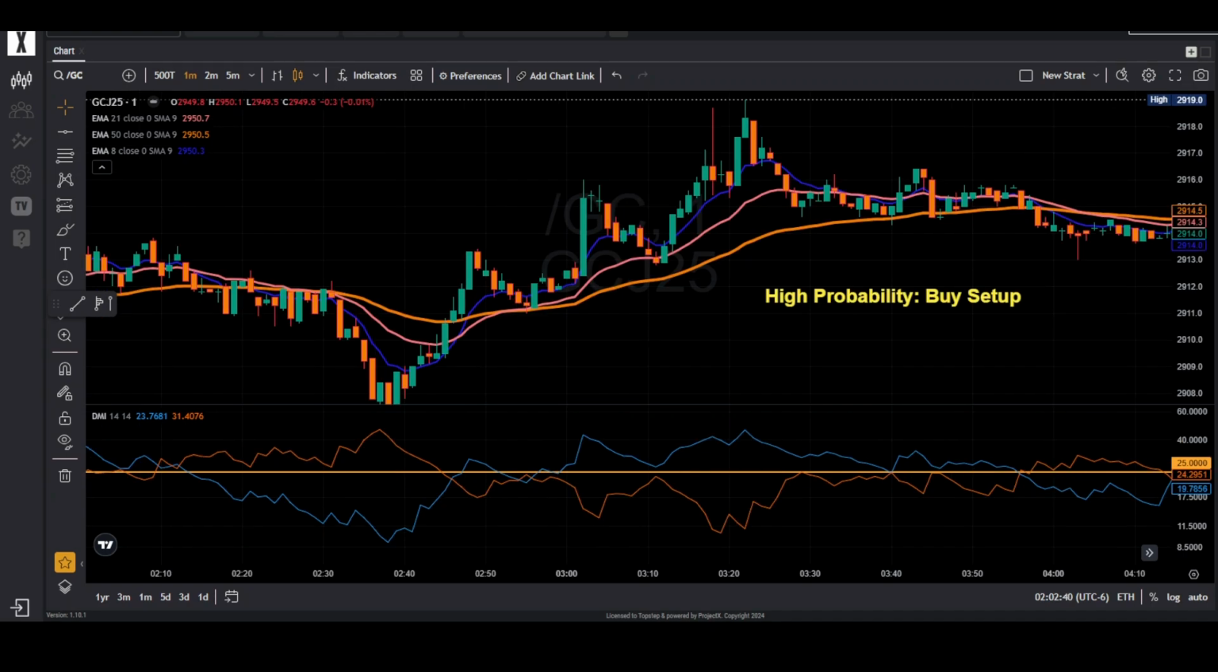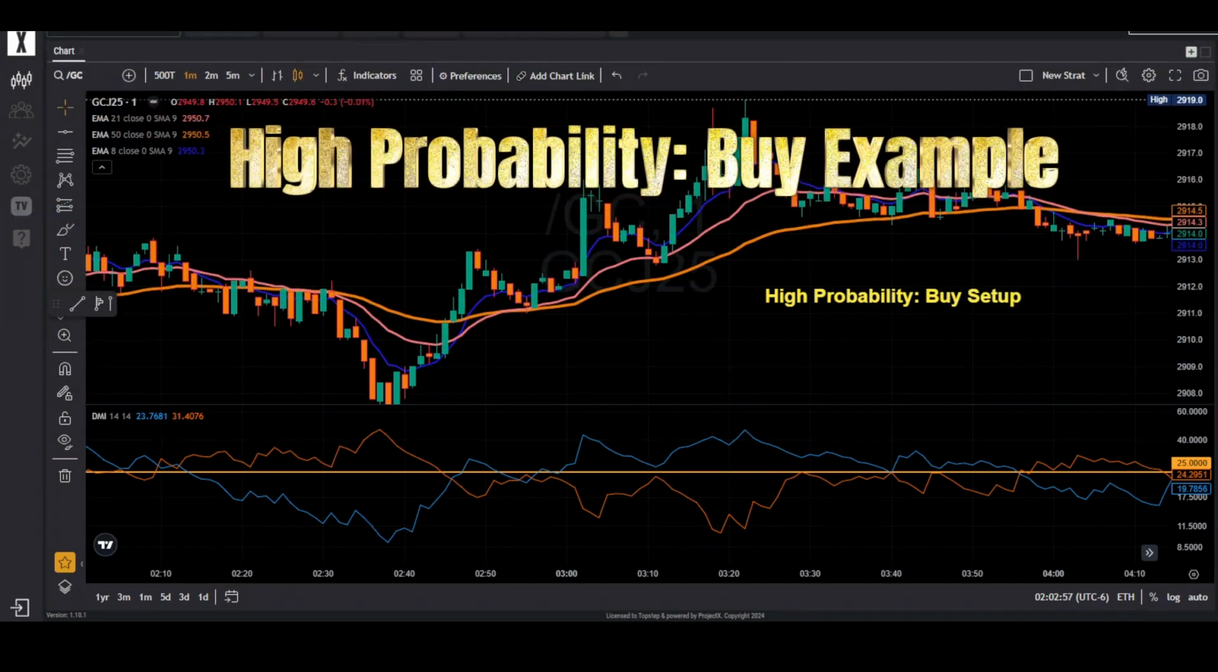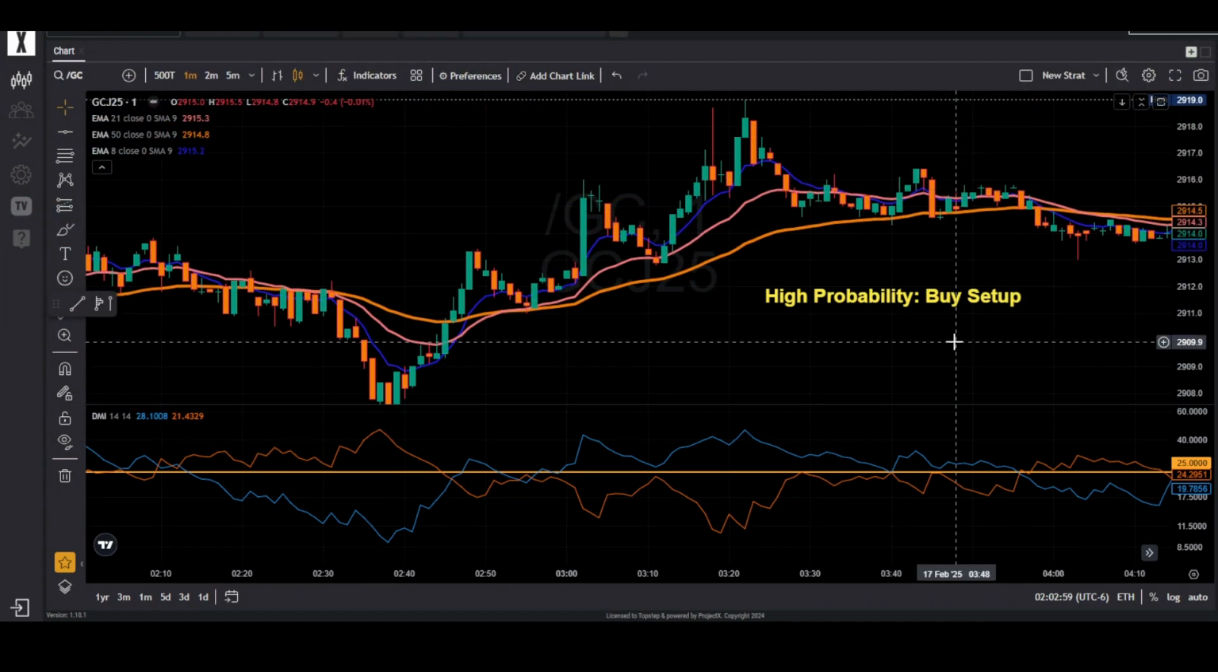Since this strategy is designed for trending markets, it is important to trade during high volatility periods. I focus on the first 2 to 2.5 hours of the London session and around 3 hours of the New York session when liquidity and momentum are at their peak. Now let's analyze this high probability buy setup.